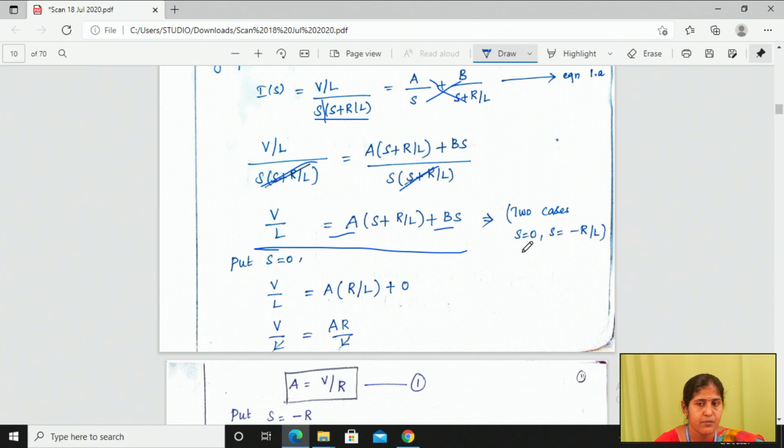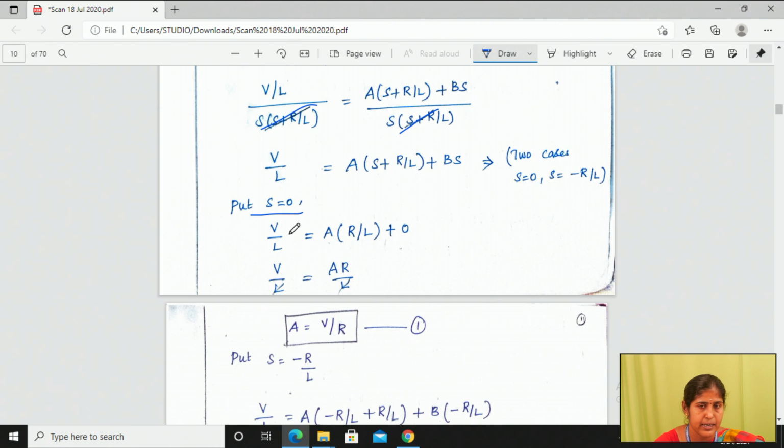Now we know that from this expression we have two cases: s equal to 0 as well as s equal to minus R by L. Now you have to substitute these values in the above equation. Through this we can find the A and B values. First you have to substitute s equal to 0 in the above expression. So what A value can we get after substituting s equal to 0?